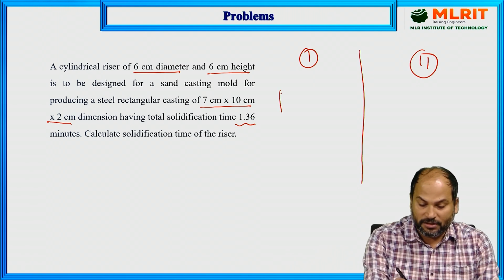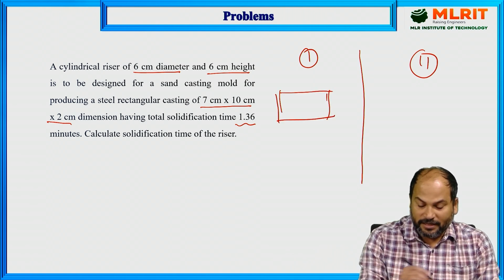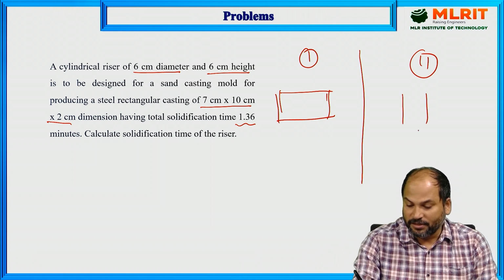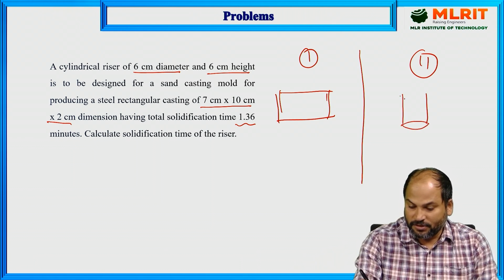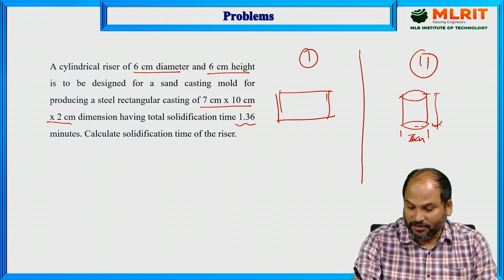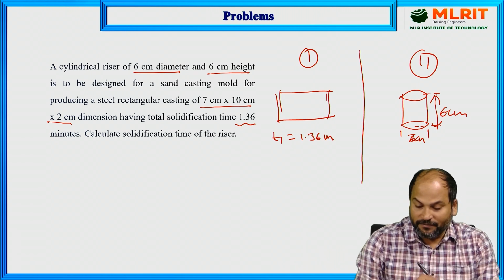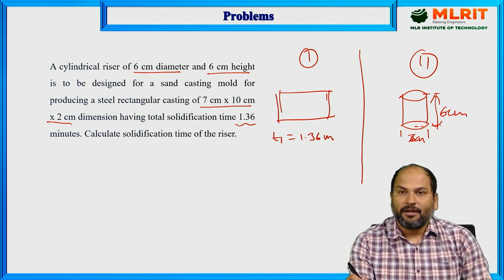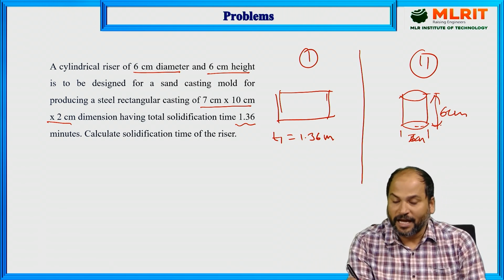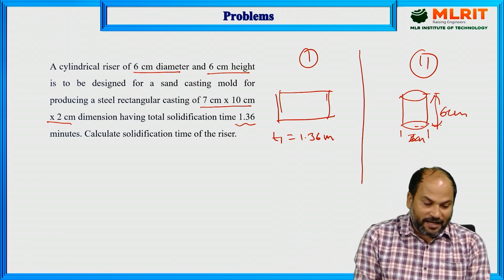So suppose this is a cuboid shape and its dimension is given, and this is a cylindrical riser. Here the diameter is given in the problem, 6 centimeter, and this cylinder height is also given, 6 centimeter. Here the solidification time, if we write T1, is given in the problem as 1.36 minute. So what we have to calculate is the solidification time for this riser.